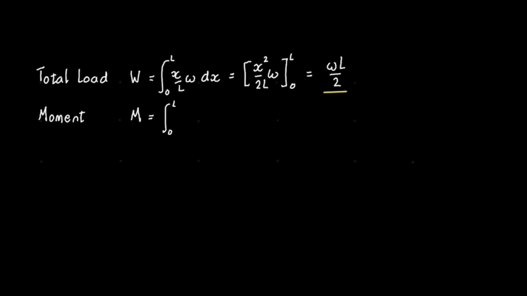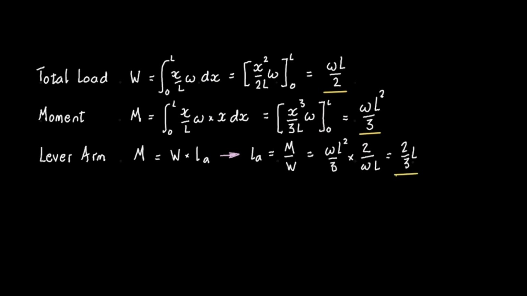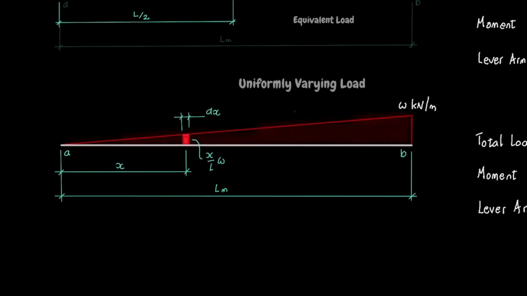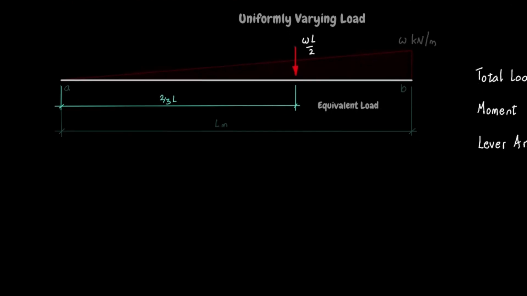Next, integrate the turning effects of all of the elements about A to show that the moment of the load is WL squared upon 3. Finally, equating the moment of the distributed load to the equivalent force times its lever arm shows that the lever arm is 2/3 L. This proves that a single force of WL upon 2 acting 2/3 of L from A is equivalent to the UVL. The results from the UVL probably came as no surprise to you.